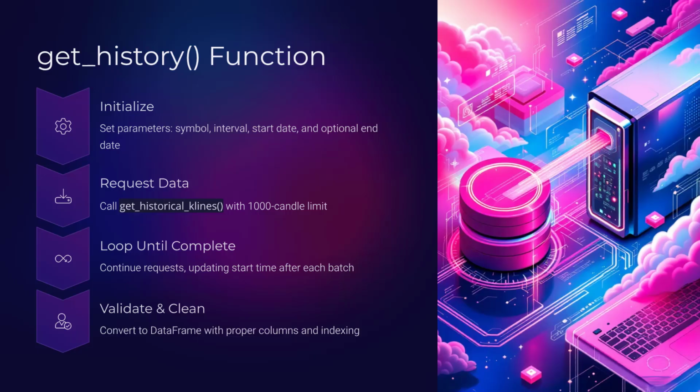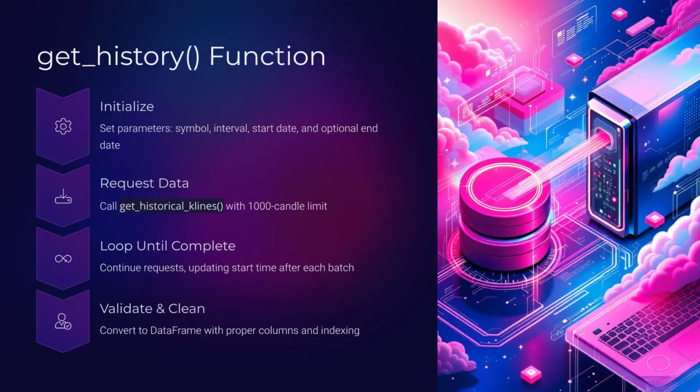Next, we enter a while True loop. This loop will keep requesting data from Binance in chunks until we reach the end. Inside the loop, we call client.get_historical_klines. We pass in the symbol, the interval, the start time as start_str, the end_str, and we set limit equals 1000. Limit equals 1000 is important because Binance will only return up to 1000 candles per request.